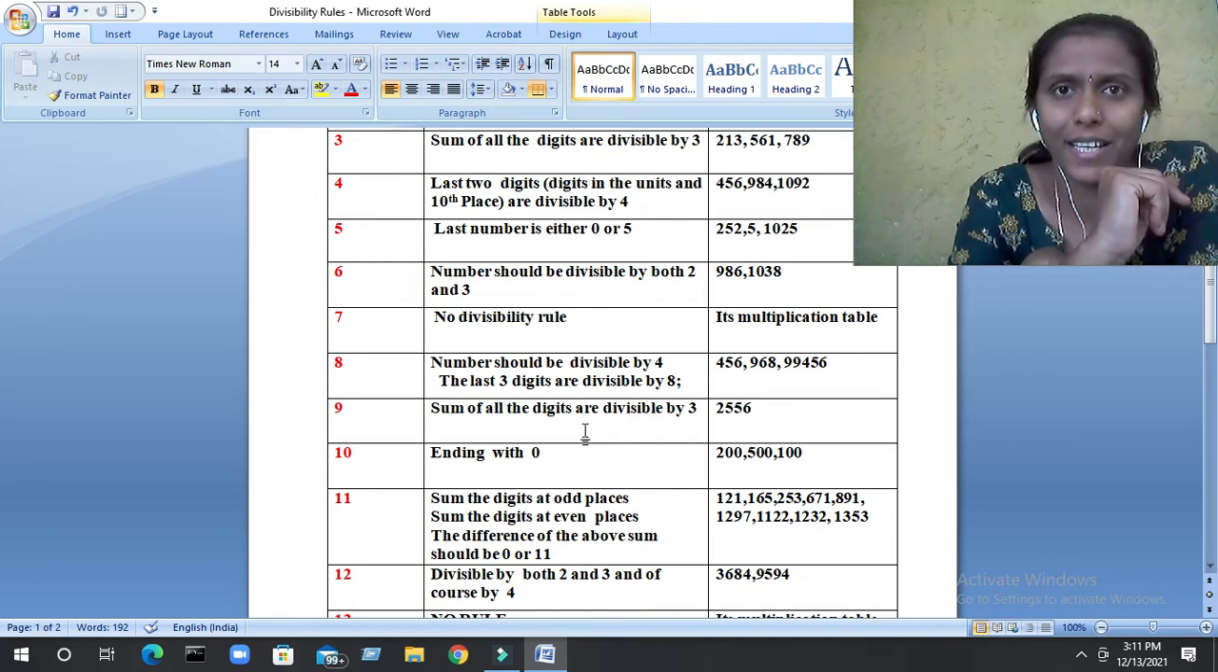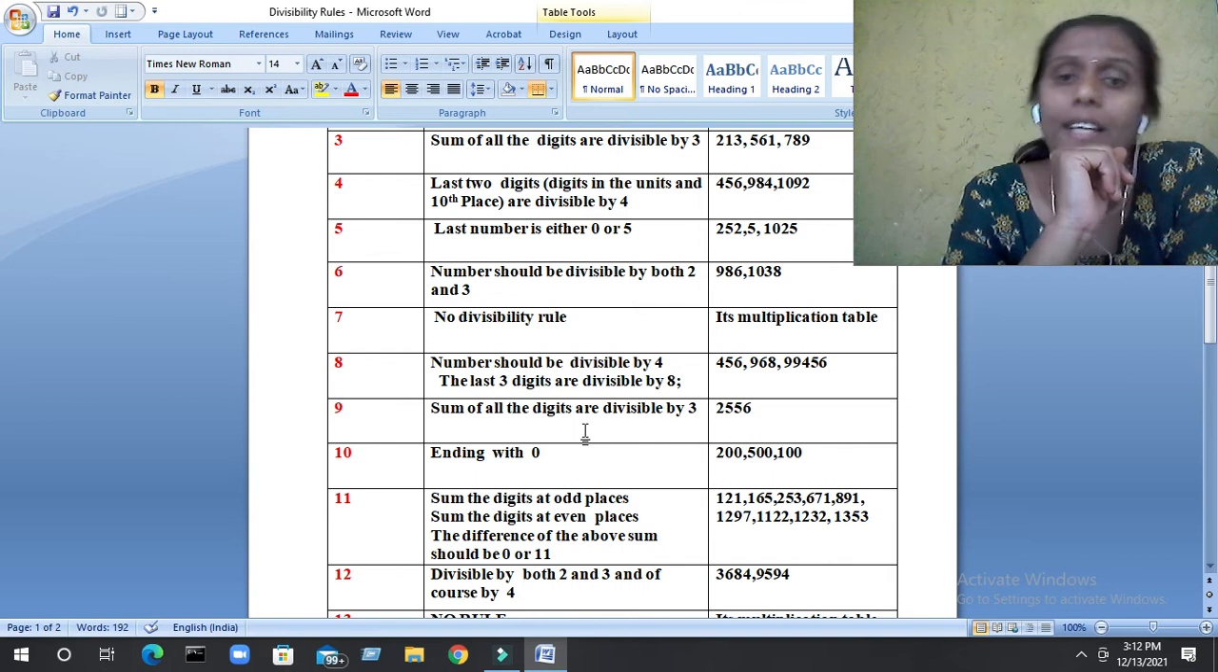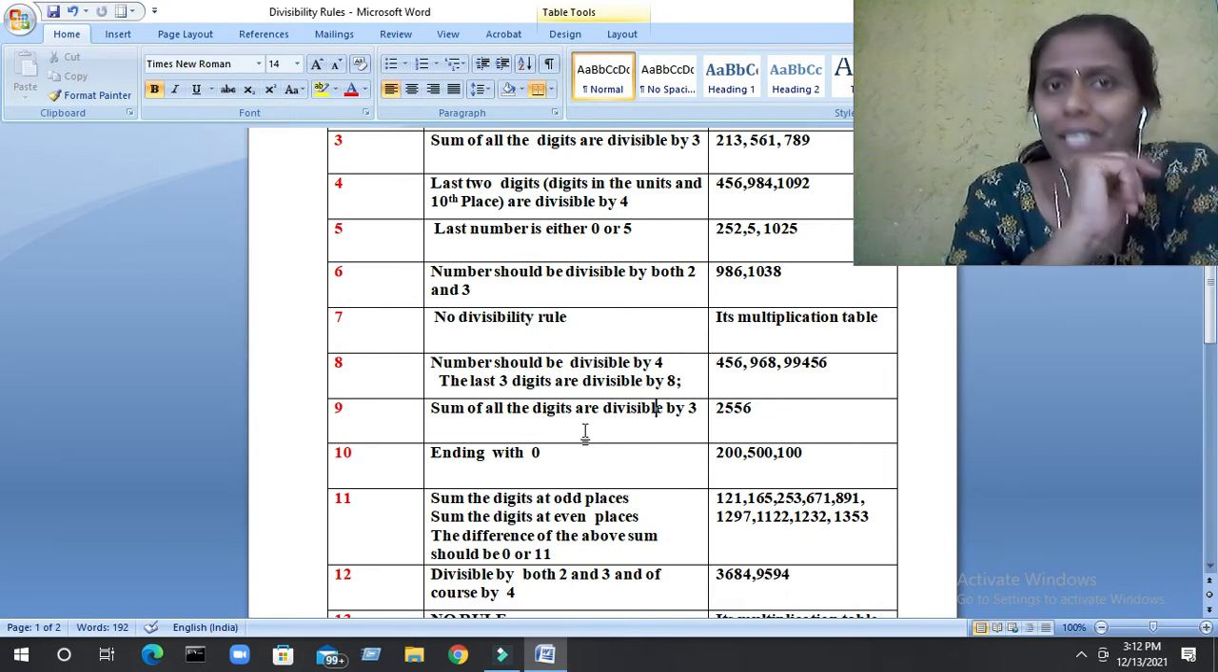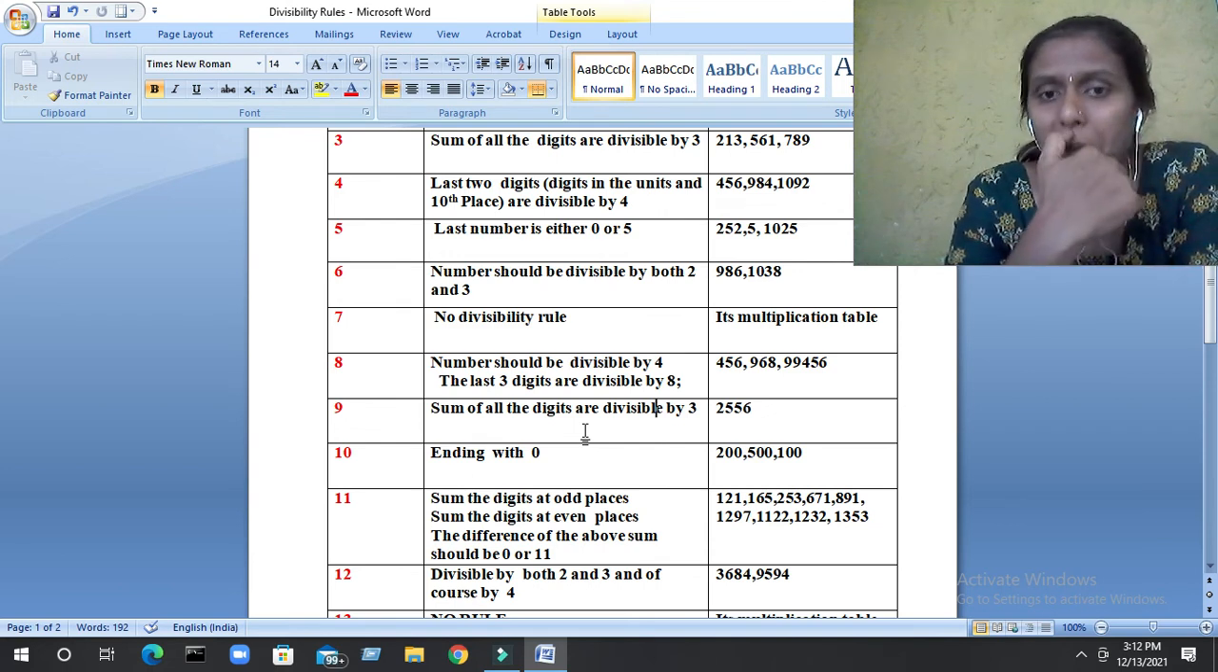Okay, I'll go for the example here, 2556. Sum of all its 4 digits: 2 plus 5 is 7, 7 plus 5 is 12, 12 plus 6 is 18. So this number is getting divided by 3. That's the first cross check. Okay, and then the sum of all the digits should be divisible by 9.